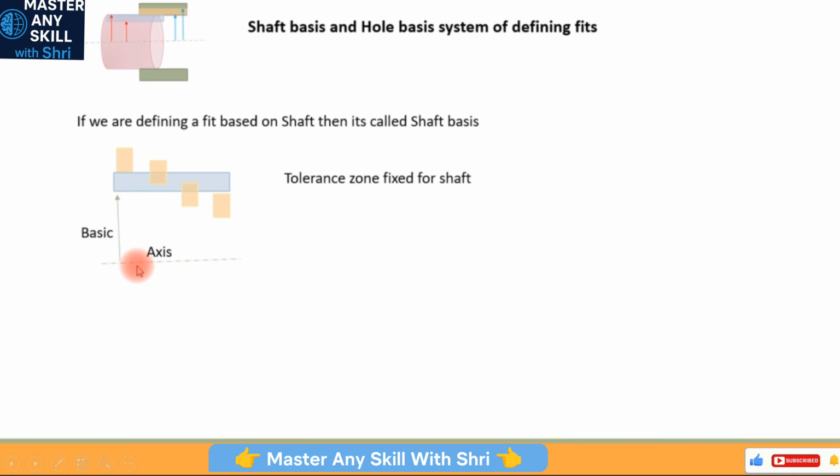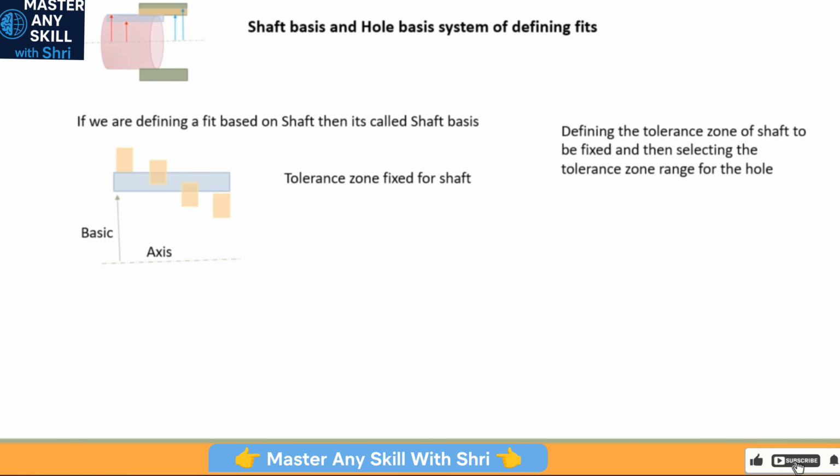So as you can see over here, this is the axis of the shaft, and this is the basic dimension, and this is the tolerance zone. So the lower limit is equivalent to the basic, and the upper limit is the basic plus this width of the tolerance zone. So this tolerance zone of the shaft is fixed. Then you can define the tolerance zone of the hole. If it is above that of the shaft, then we can say that it is a clearance fit. If it is below that of the shaft, it is an interference fit, and in between it is the transition fit. So defining the tolerance zone of the shaft to be fixed and then selecting the tolerance zone range for the hole, whether it will be for a clearance fit, an interference fit, or a transition fit, is called the shaft basis of defining fits.